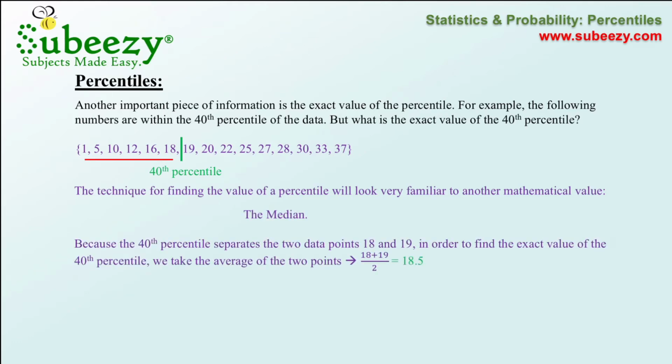Because the 40th percentile separates the two data points, 18 and 19, in order to find the exact value of the 40th percentile, we take the average of the 2 points. 18 plus 19 divided by 2 is 18.5. Notice that 18.5 is not in our set of data, but that is the exact value of the 40th percentile. All values within our set that come before 18.5 are included in the 40th percentile.